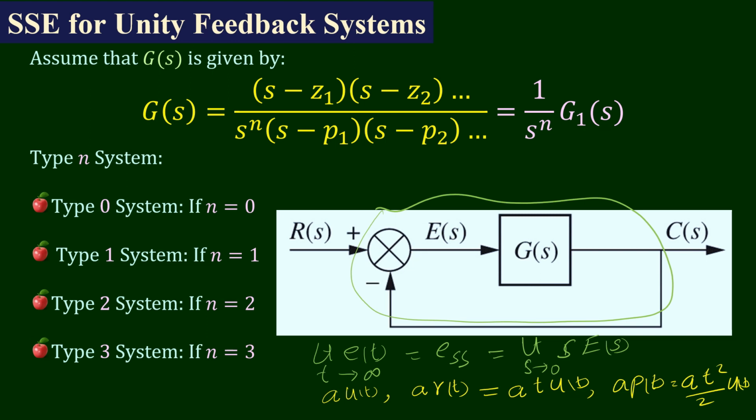So what is the importance of the type? Just one thing we can remember: if it is a type 0 system, the steady state error for the step input cannot be 0, but there will be some constant value of the steady state error. These types of things we will be discussing in this lecture.